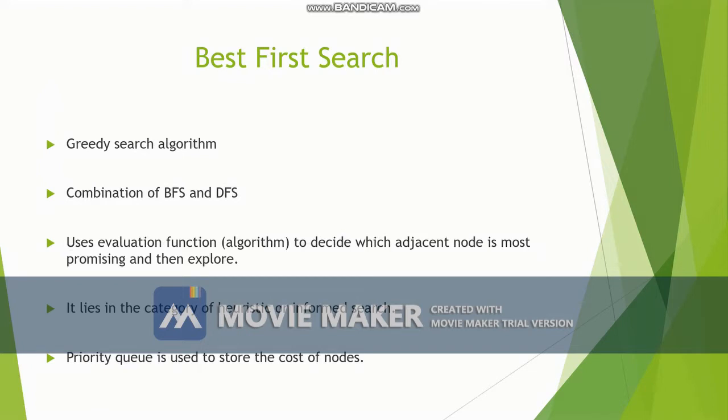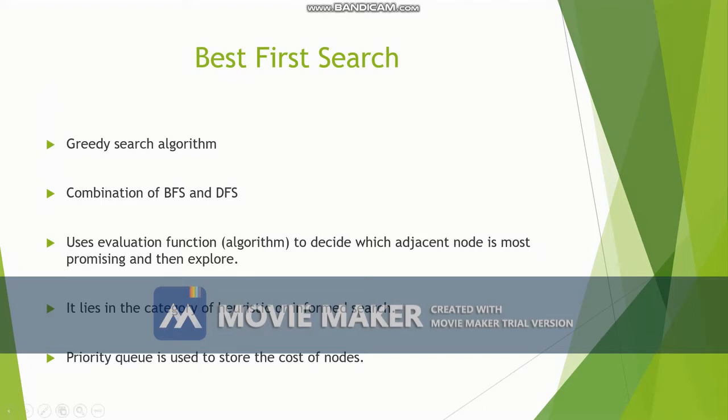It will try to evaluate or choose the next node in such a way that it gets maximum profit. It is a combination of breadth first search and depth first search, that is, it combines the benefits of both BFS and DFS. And it uses an evaluation function to decide which adjacent node is most promising and then explore it. So some evaluation function will give the value that it takes to reach the goal node.